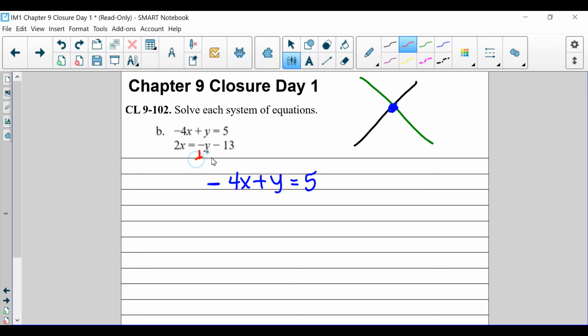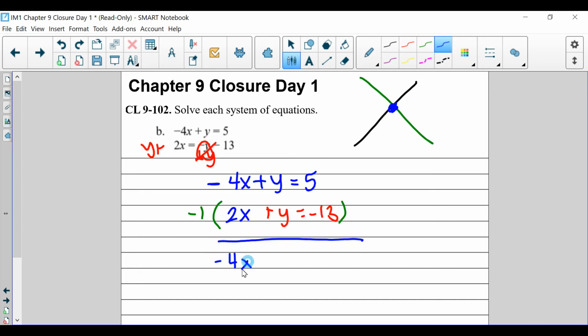We're going to add y to both sides here. And so this goes by. So then we have 2x plus y is equal to negative 13. Then what you're going to notice is that the y's are going to have to cancel out. So this, you're going to multiply by negative 1. That way we have something to eliminate. So let's do that. We've got negative 4x plus y is equal to 5.